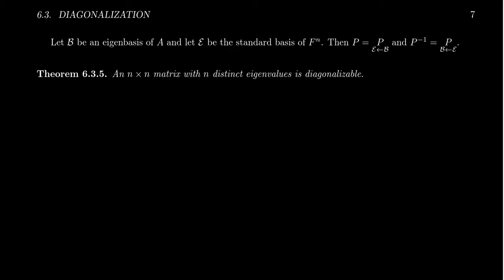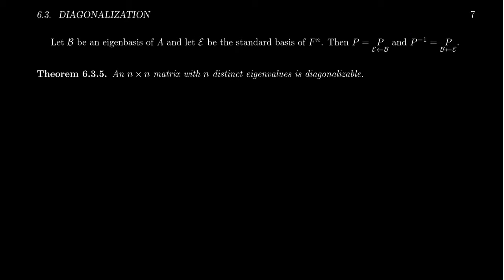Some things I want to mention here to make some connections to things we've talked about in the past. If you have an eigenbasis B for the matrix A, and E is your standard basis for Fn, consisting of e1, e2, up to en, then this matrix P is none other than the change of basis matrix where you switch from the eigenbasis to the standard basis. And hence its inverse will be the change of basis matrix from the standard basis to the eigenbasis.